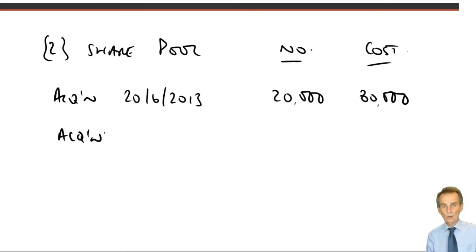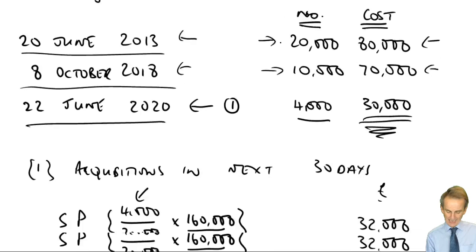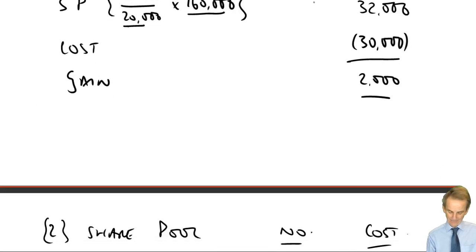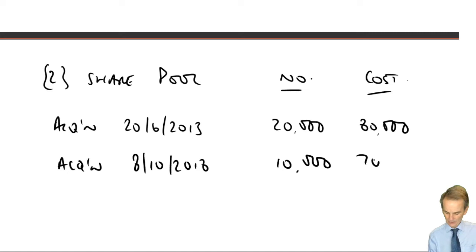All you've got to do is to pick up straight off the question page what the total of these acquisitions were. But that second acquisition, when was it dated? 8th of October 2018. 10,000 shares, £70,000. Right, it's a pool.